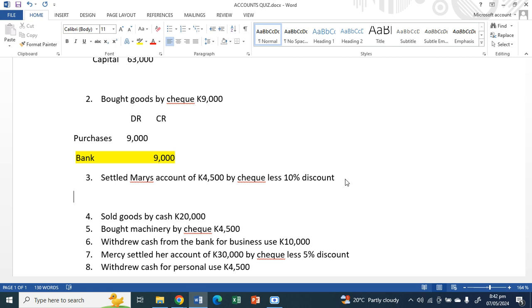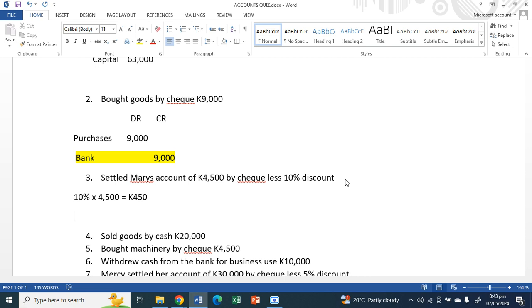So first things first, we need to calculate how much was our discount. So 10% of 4,500, you get 450 kwacha. That is the discount. So how much we're going to pay? We're going to say 4,500 minus 450 kwacha, we get 4,050 kwacha. And so this is how much we pay.